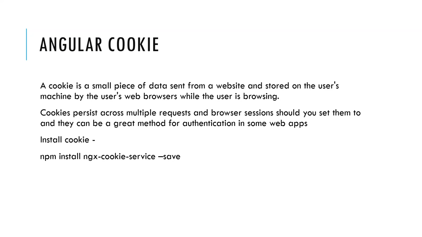So what exactly is an Angular cookie? A cookie is a small piece of data sent from the website and stored on the user's machine by the user's web browser while the user is browsing. Cookies persist across multiple requests and browser sessions. If we send them securely, they can be a great method for authentication in some web applications.